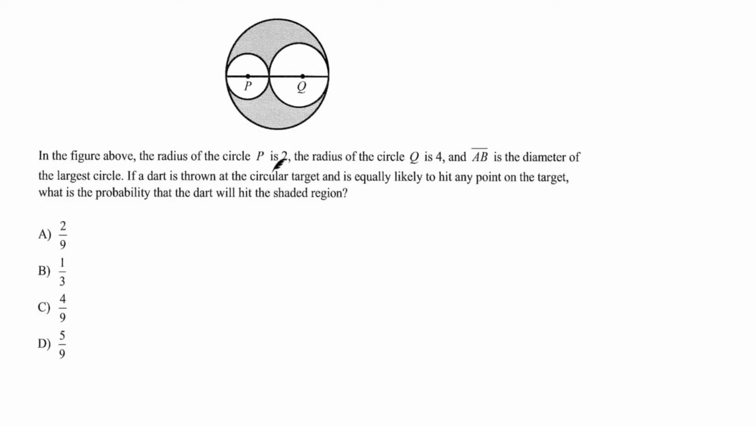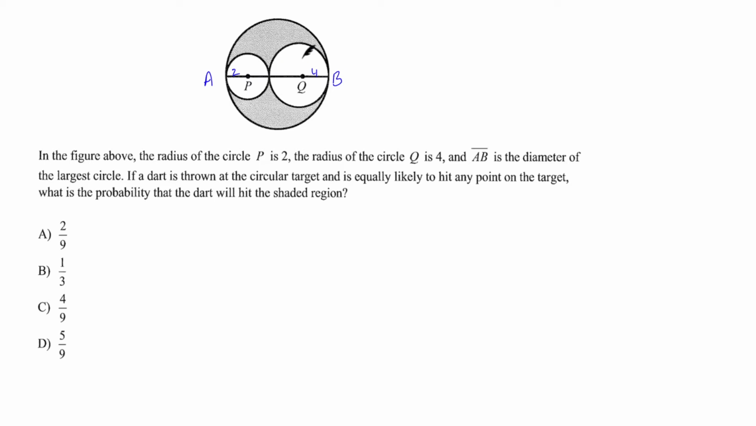In the figure above, the radius of circle P is 2. The radius of circle Q is 4. And AB is the diameter of the largest circle. AB is not written here, so I'm assuming this is A and this is B. If a dot is thrown at the circular target and is equally likely to hit any point on the target, what is the probability that the dot will hit the shaded region?